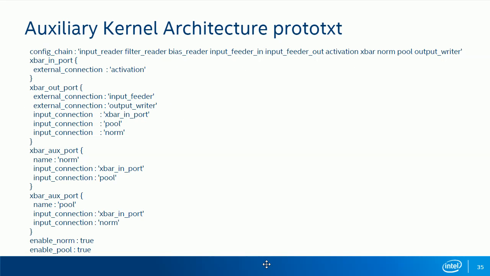This slide shows the complete architecture file modification necessary if you choose to enable pool and norm to the crossbar. At the bottom, we see that the enable norm and enable pool architecture parameters are set to true. At the top, we see the norm and pool are included as part of the config chain. Then for the crossbar, we add the connections as necessary according to our neural network graph. Again, this example is a fully connected crossbar.